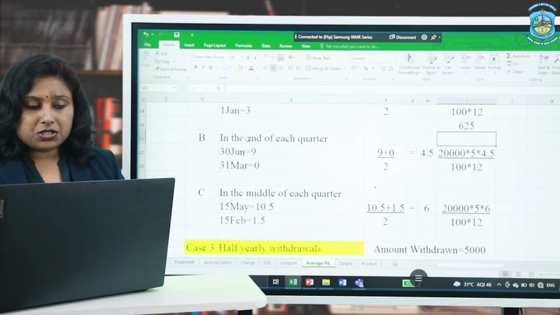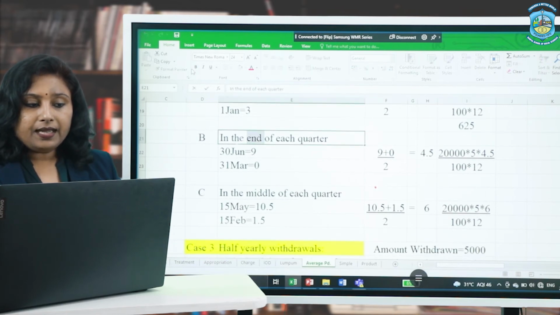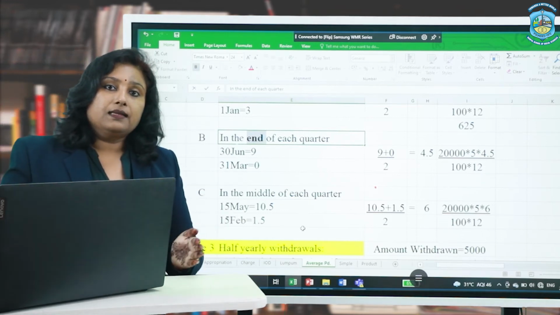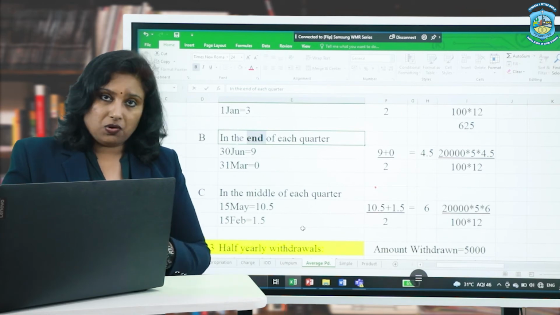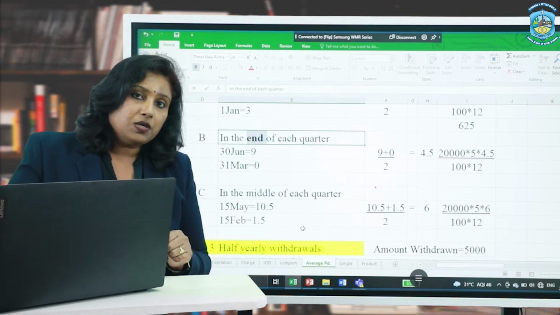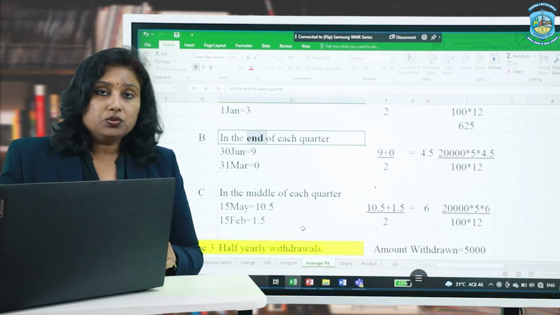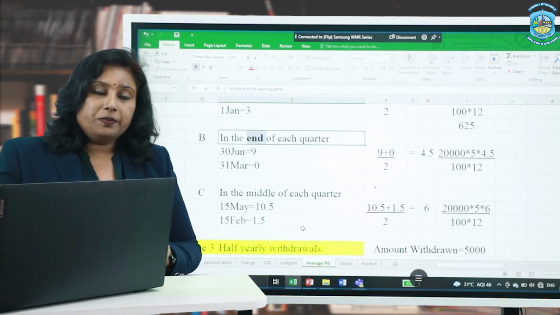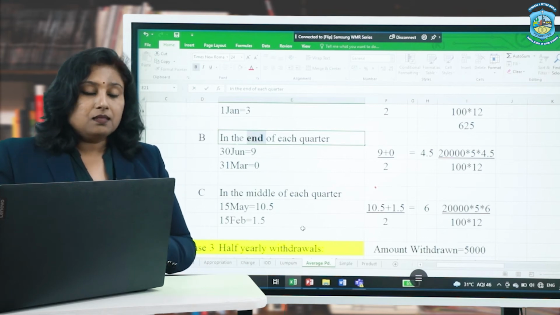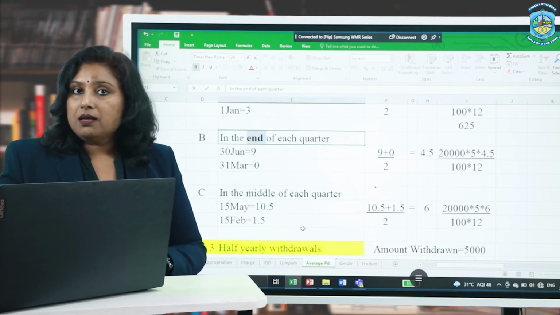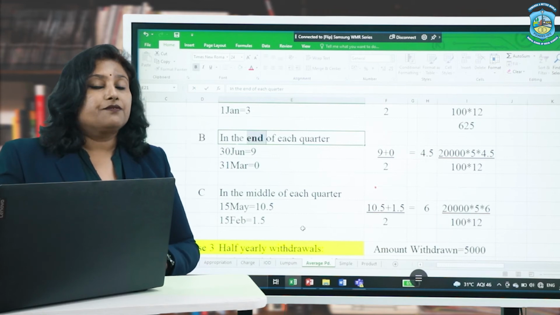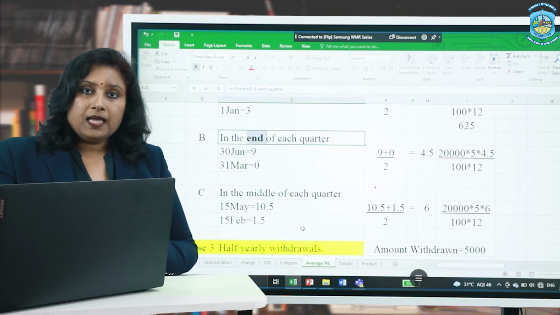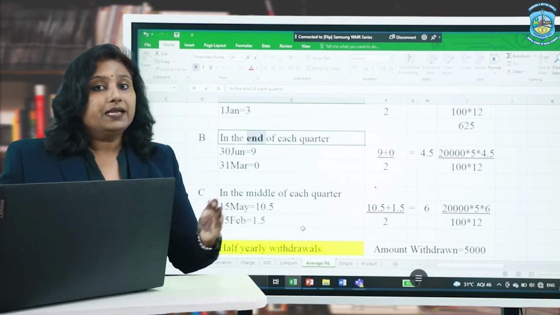Let's see the second situation, that is if the withdrawal is done at the end of each quarter. Now we know the end months, the last months of each quarter. So the last date of the first quarter would be 30th of June, the second quarter would be 30th of September, the third quarter would be 31st of December, and the last quarter is 31st March. These are the end dates of each quarter. And now he is withdrawing on these end dates.